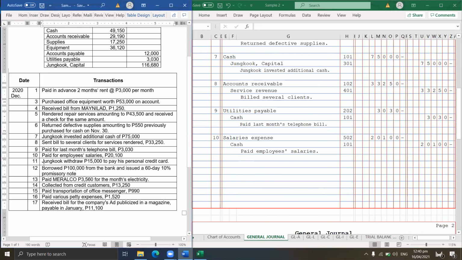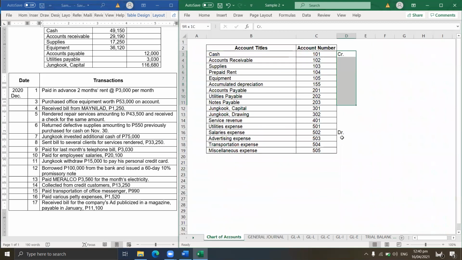So we have on December 11, so Jungkook, the owner, withdraw 15,000 to pay his credit card. Personal credit card yun. So withdrawal po yun. So kung withdrawal po yun, so it will decrease our cash, di ba? Kasi kukuha or magwi-withdraw si Jungkook. So credit to cash yung decrease na yon. And then, since we have a withdrawal, then it will increase our drawing account, and increase in drawing account will be represented by a debit. So ang entry natin mamaya would be debit Jungkook drawing and credit cash.